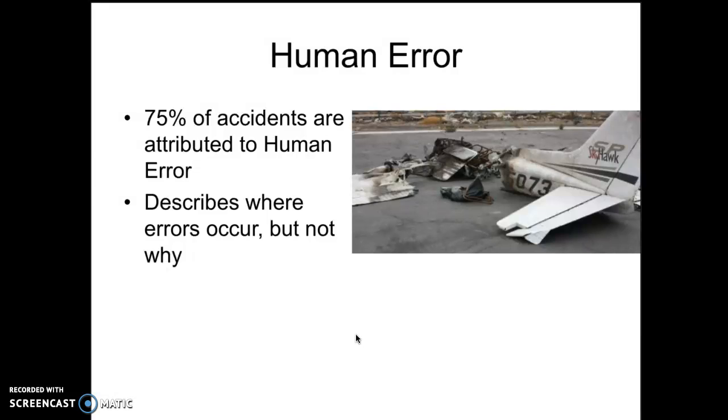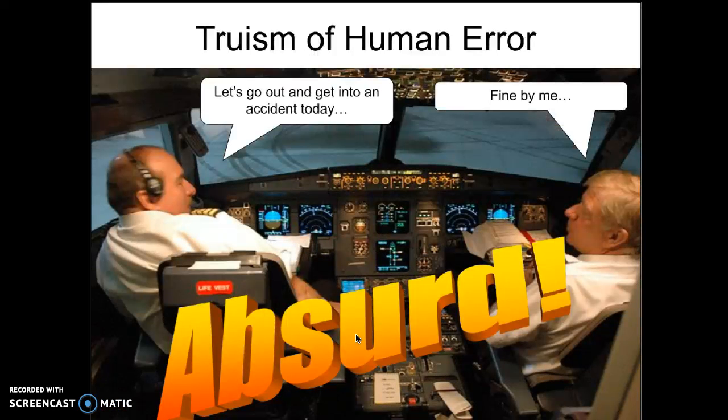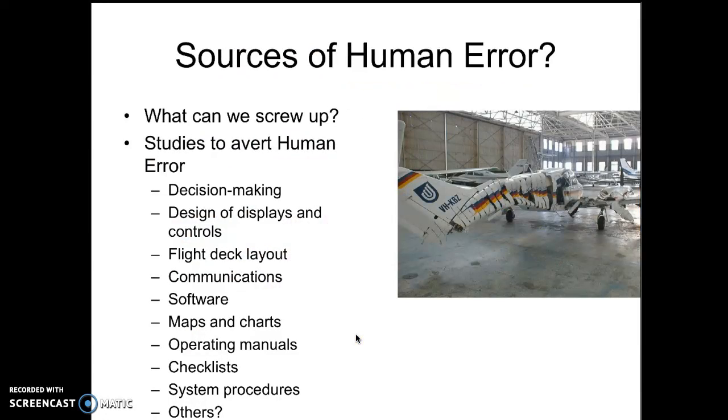75%, this one says 75%, sometimes it's 80, of accidents are attributed to human error. This describes where errors occur, but not why. What are the sources of human error? Many things: decision making, cockpit design and controls, flight deck layout, communications, software, maps and charts, operating manuals, checklists, system procedures, and one that we've been bringing up quite frequently is automation.